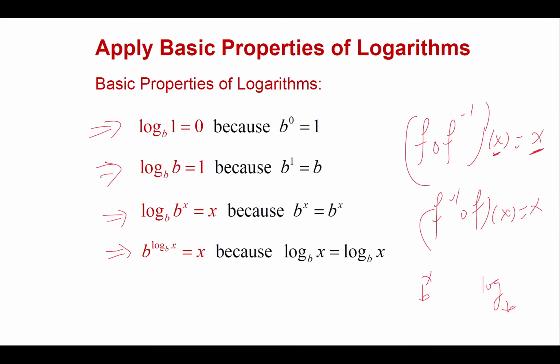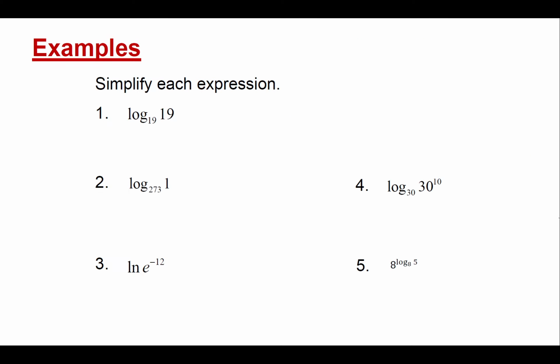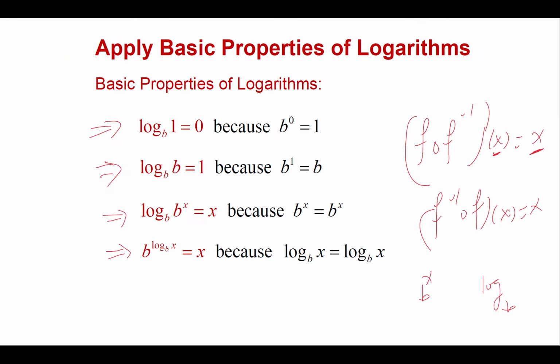By using these properties, now we can find some values. Log base 19 of 19 is 1 because the bases are the same, so the value should be just 1. Log base 273 of 1: no matter what base you take, log of 1 is always 0. Look at the properties 1, 2, 3, 4.